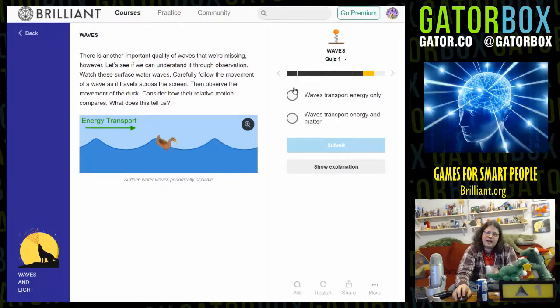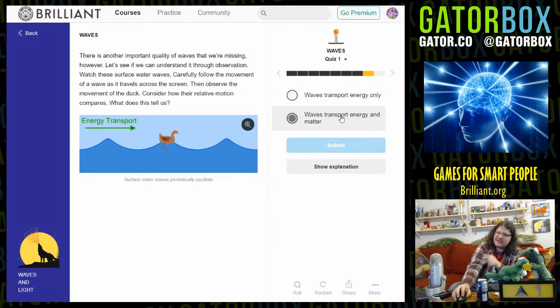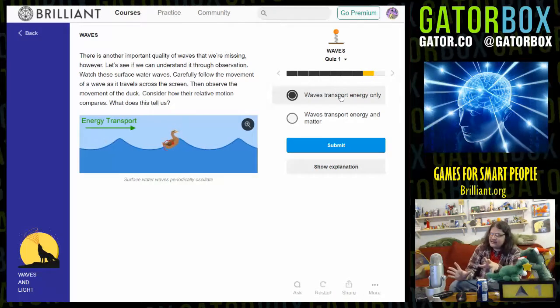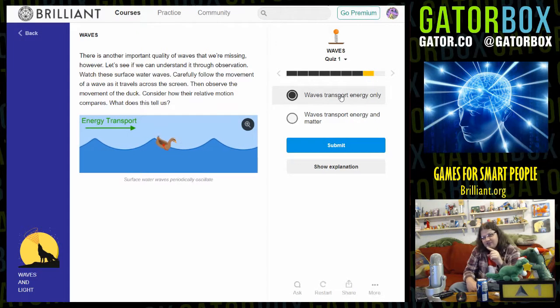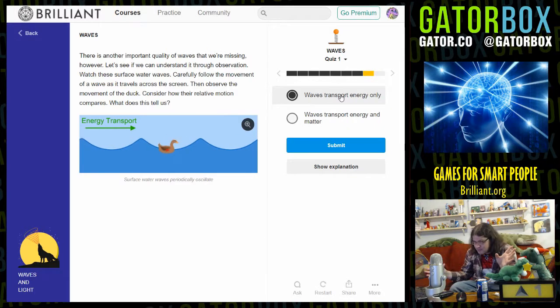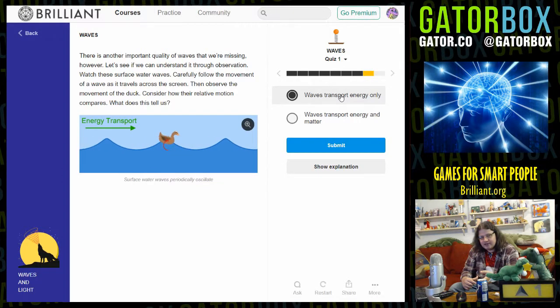So the answers here are that waves only transport energy, or they transport energy and matter. And I'm inclined to say that they only transport energy because, as you can see, with the circle that the duck is drawing, he's not moving anywhere. He's moving, but after the oscillatory period of the wave, he hasn't actually traveled anywhere. He's right back to where he was. So the wave is not moving the duck. The wave is just waving. It's what it is.